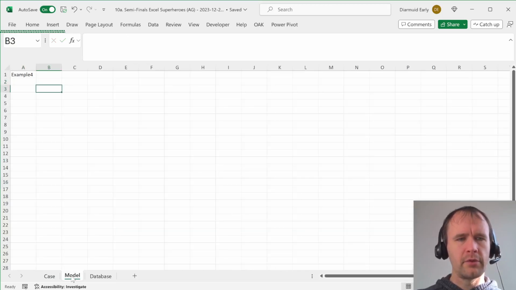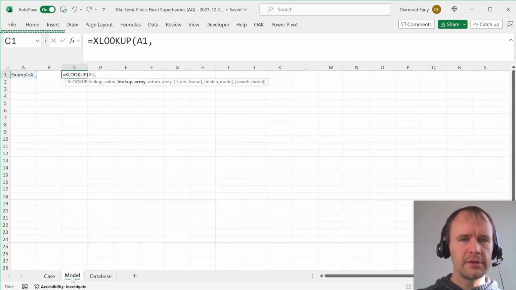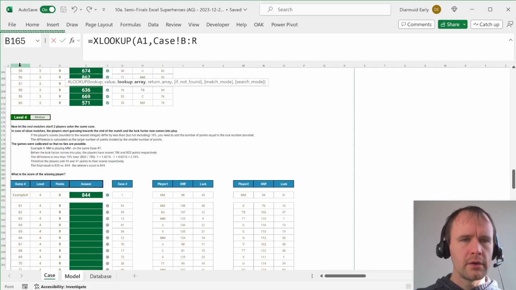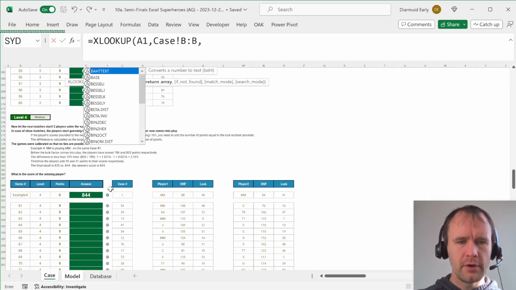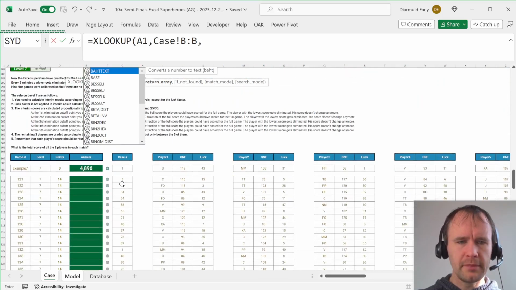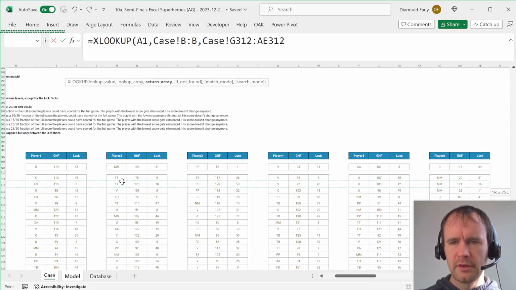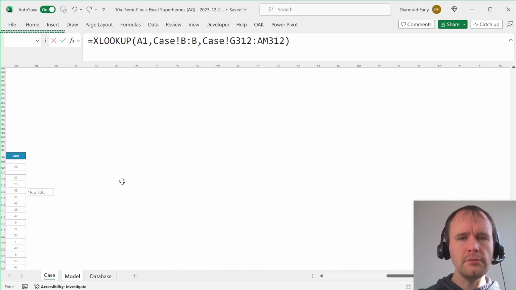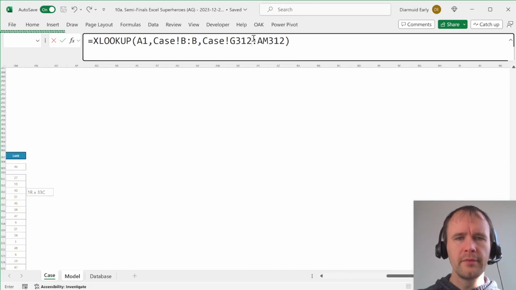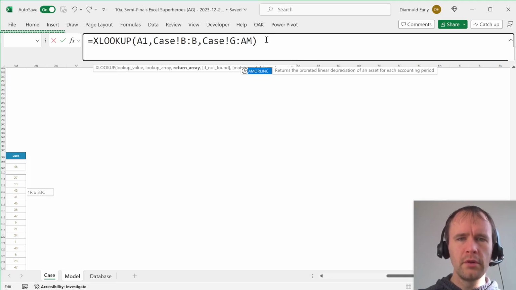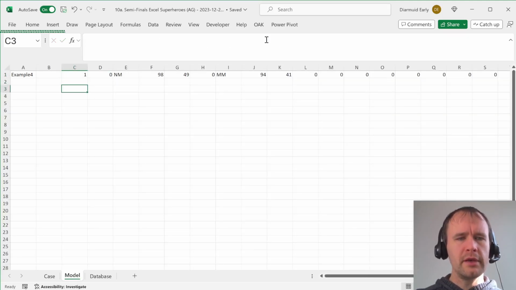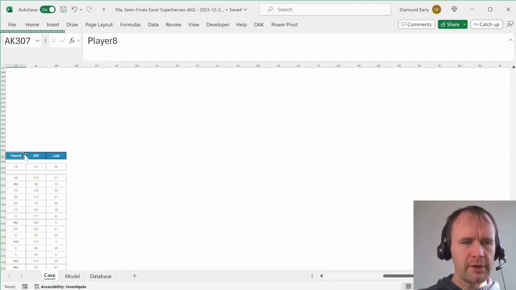Yes, so I'll take example 4. Then I'm going to say xlookup this in here, column B, returning from, and then it goes down to as many as 8 players, so we'll return from all of this, from all the rows. That gives us that. So then we've got our case, it's just this. And then player, what are the 3 things? Player, game night factor and luck, yes.